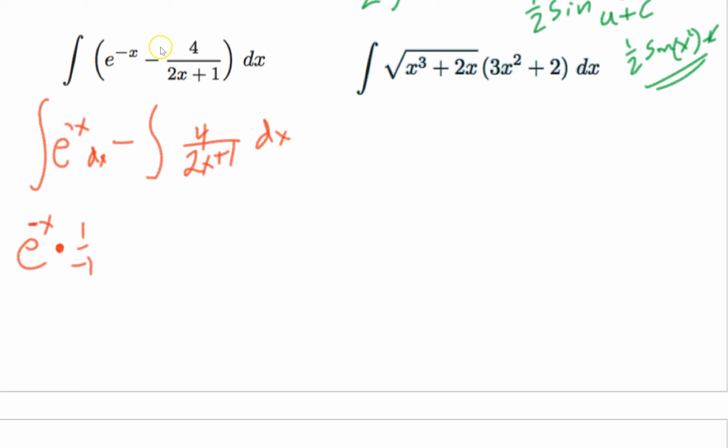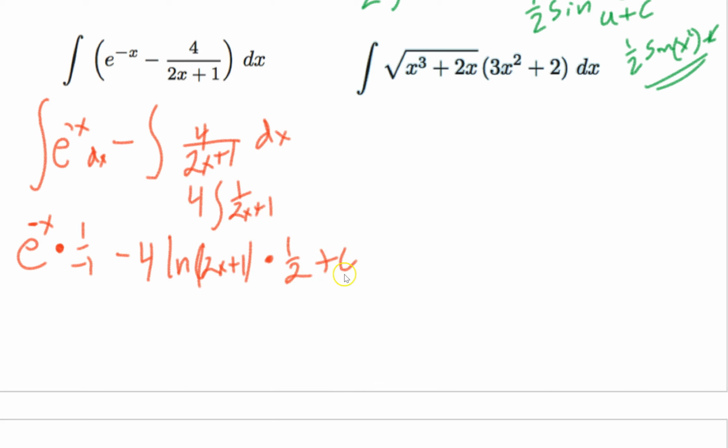Over here, I always like to pull out the 4, because it's a constant. And now I'm like, oh, it's a natural log. So it's going to be -4 natural log, leave the inside alone, absolute values. And then, just like another reverse chain rule, divide by the derivative of the inside, 1 over 2, plus c. So I get that.